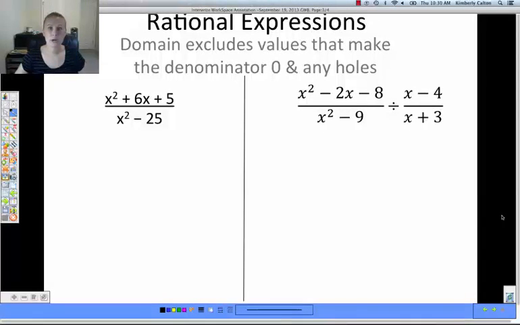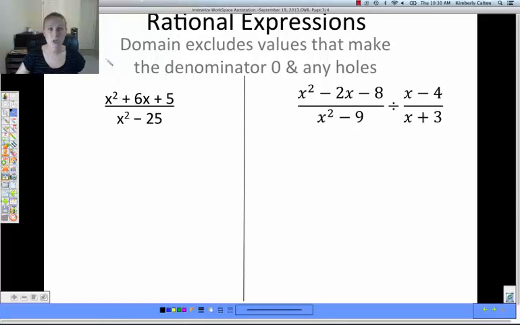This video is on rational expressions. Rational expressions are rational problems that do not equal anything. So notice that both of the problems that you see on your screen do not have equal signs. That's because the most you can do with rational expressions is simplify them. You cannot solve them because we have no idea what they equal.